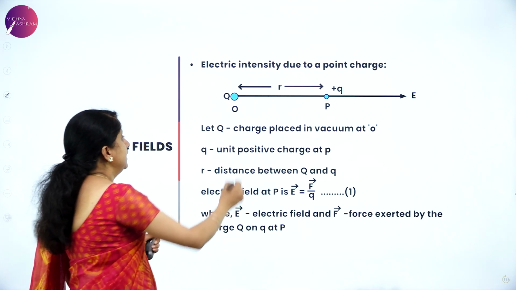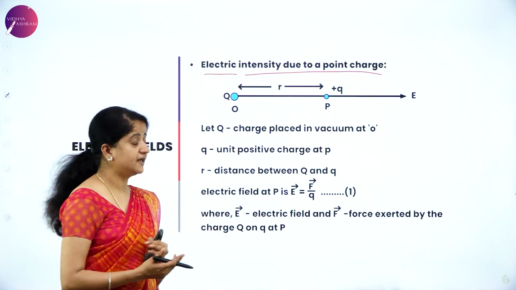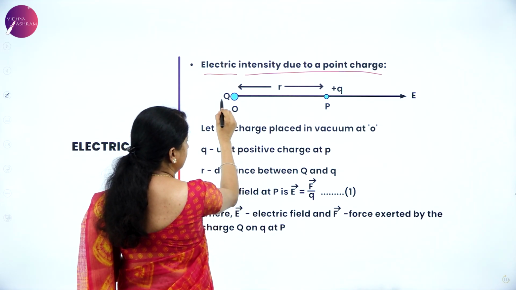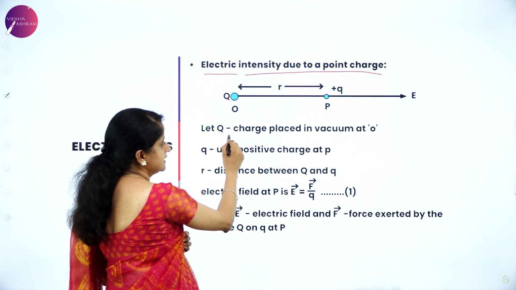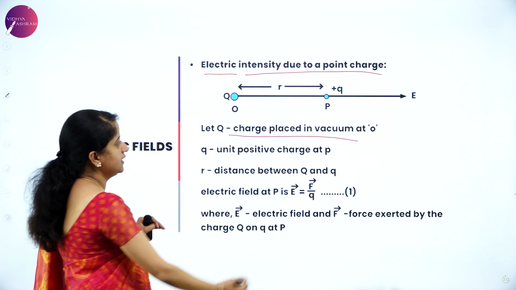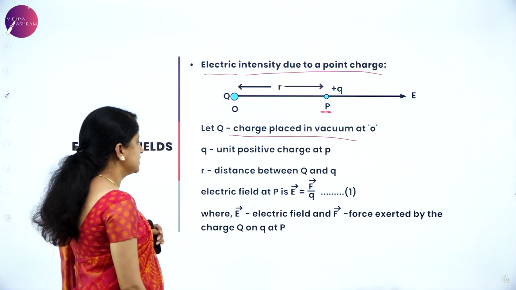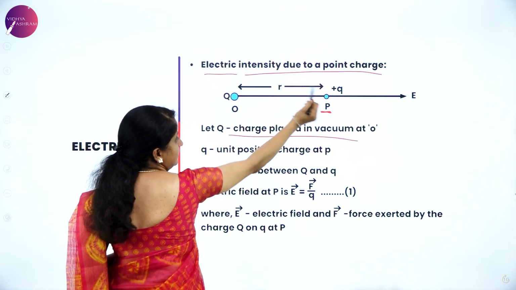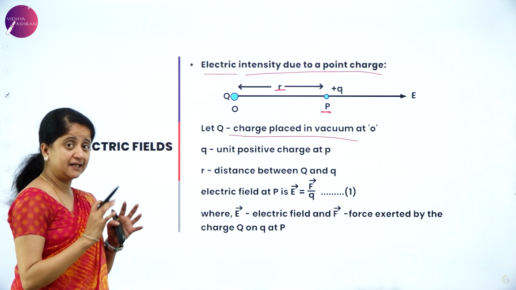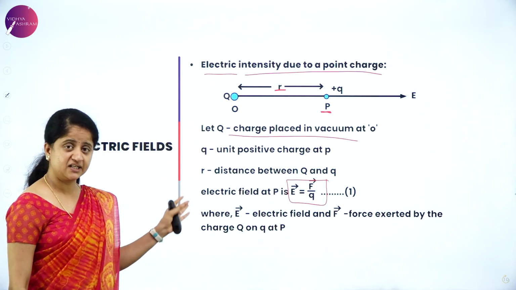Let us now find electric intensity due to a point charge. What is the electric intensity due to a point charge? Let us see now. See here, we have taken plus Q. So capital Q is the charge placed in free space at this point O. Here plus q is a unit positive charge which is there at a position P. Now what is the distance of separation between these two charges? That is r. We are finding the electric intensity. But what is electric field? It is defined as E is equal to F by q, as we have studied in the previous slide.